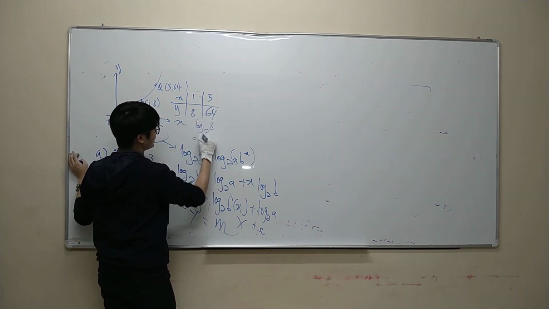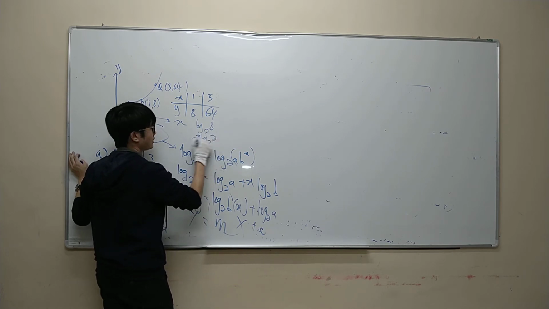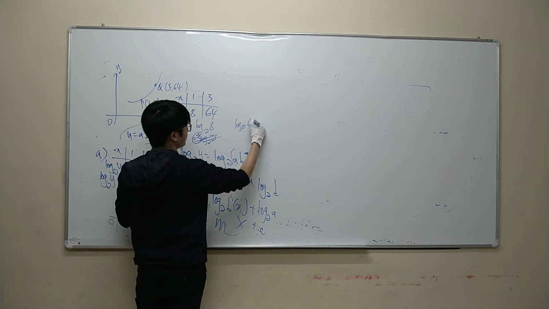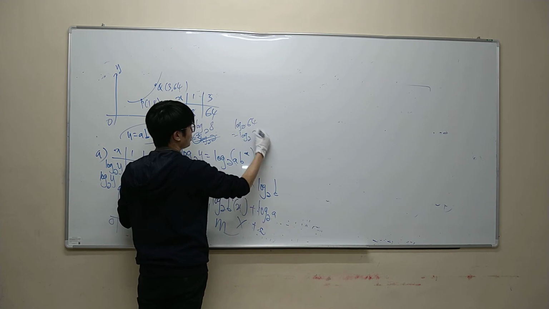Log a base 2 is the same as log 2. 8 is 2 power 3, so 3 power 1 log 2, and log 2 is 1. So the answer is 3. Log 2 of 64: the 64 I can change to 2 power 6, right? So 6 power 1.